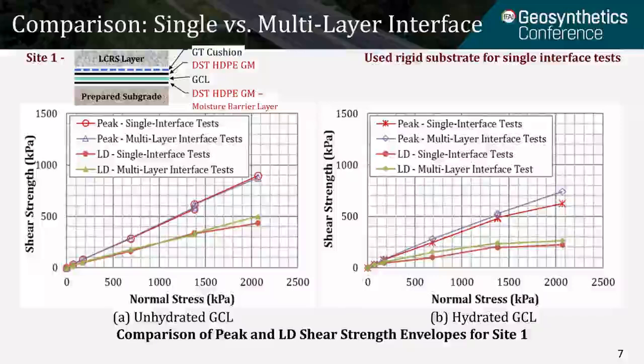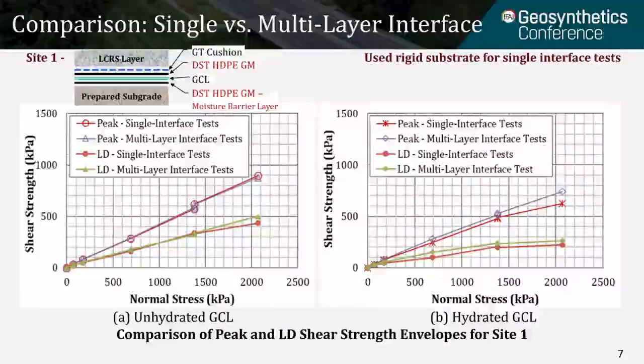This slide shows comparison of single versus multi-layer test results for a site with encapsulated GCL. Tests with GCL at as received moisture content show excellent agreement between single and multi-layer tests, except under the highest normal load where partial internal failure of GCL was observed.